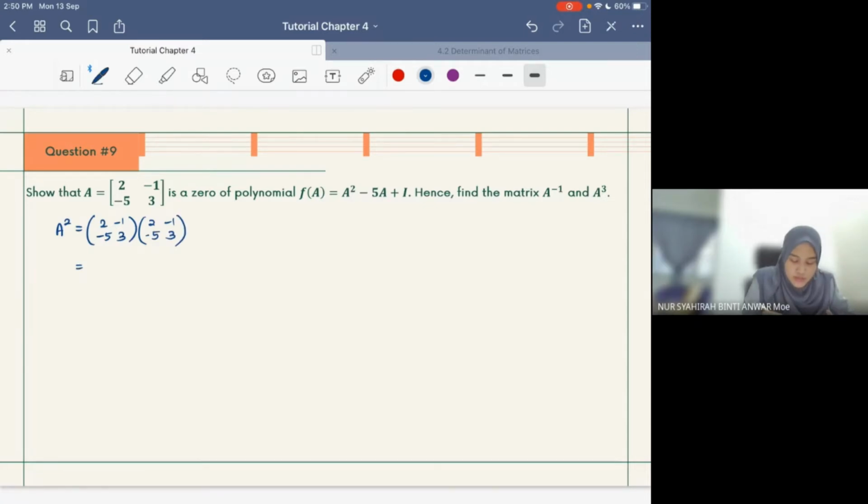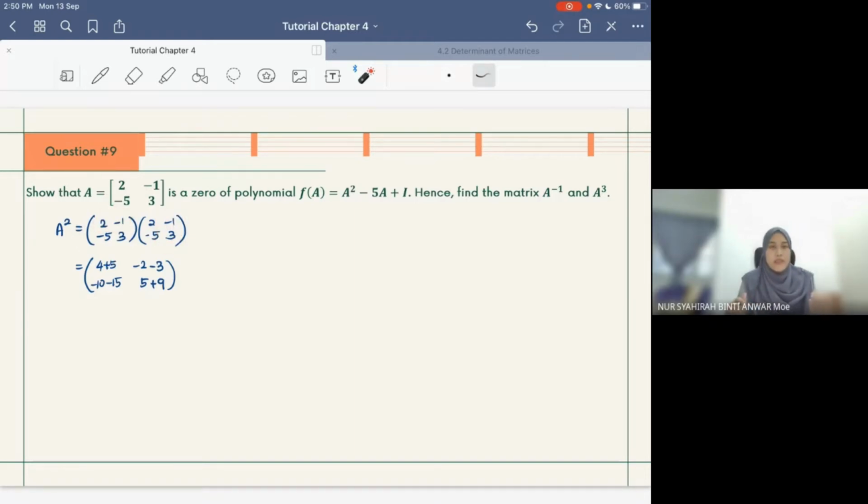And then for the operation, we need to show first row multiplied by first column. We get 4 plus 5. Below that is negative 10 minus 15. And then first row multiplied by second column: negative 2 minus 3. And then here we have 5 plus 9. Is this correct? Wait. Okay, it's correct. So the results that we get here will be 9, negative 25, negative 5 and 14.